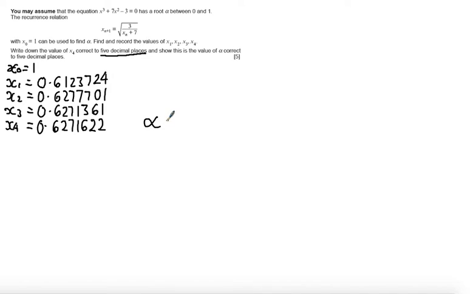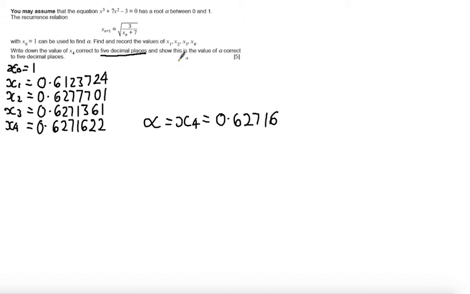Now alpha is equal to x4 correct to 5 decimal places. So let's just round our answer there to 5 decimal places. So we should have 0.62716. Okay, it's important you remember it says to give x4 to 5 decimal places.